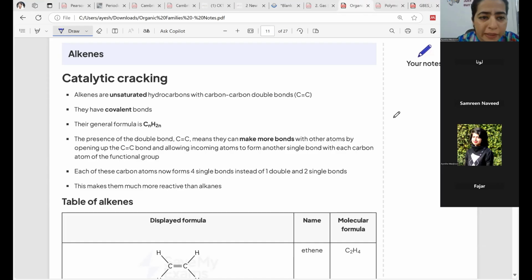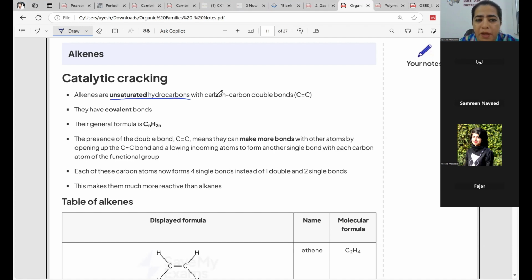Going to continue with alkenes. A little introduction of alkenes we have already done, that they are going to be unsaturated hydrocarbons, means they have carbon and hydrogen, hydrocarbons. Unsaturated means they are going to have a carbon-carbon double bond inside. And all the bonds are covalent.